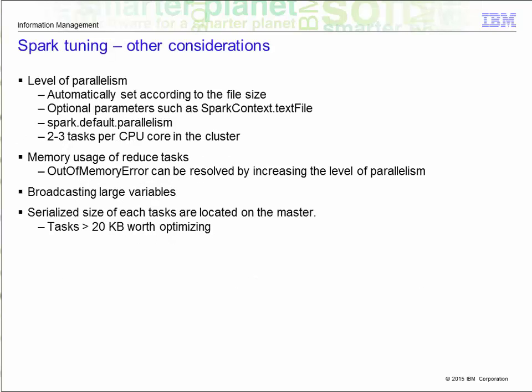The level of parallelism should be considered in order to fully utilize your cluster. It is automatically set based on the file size of the task, but you can configure this through optional parameters such as in the SparkContext.textFile. You can also set the default level in the spark.default.parallelism config property. Generally, it is recommended to set 2 to 3 tasks per CPU core in the cluster.